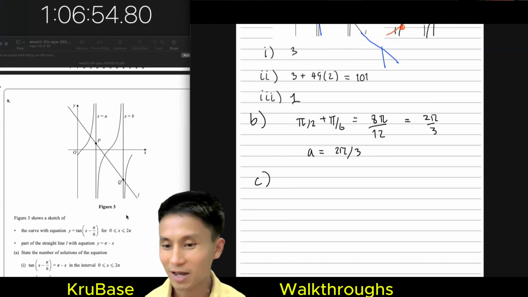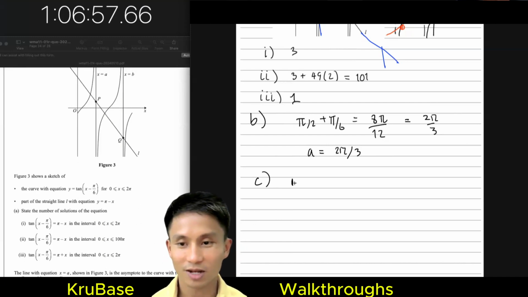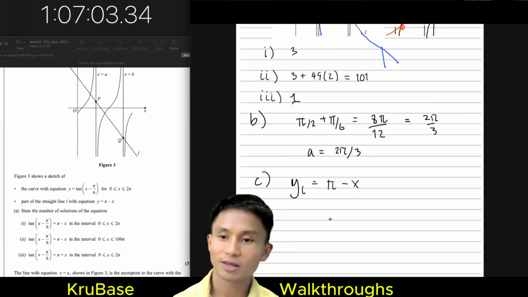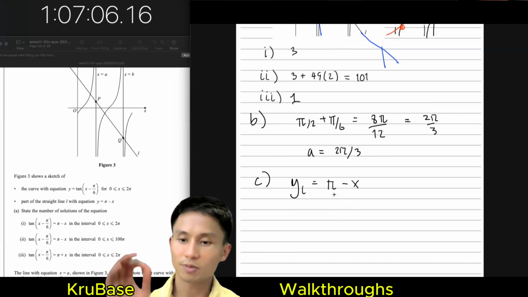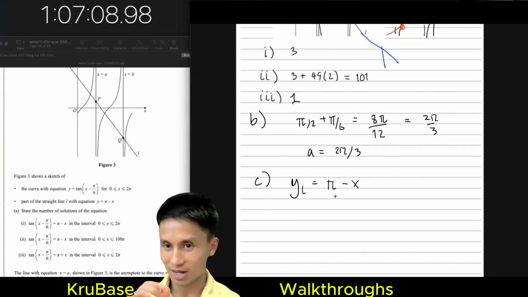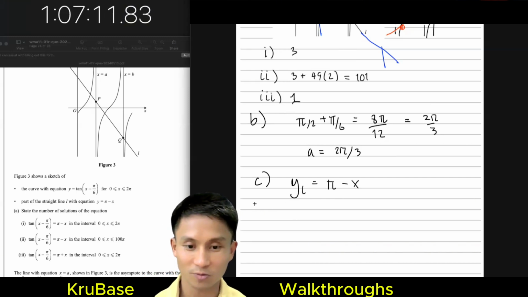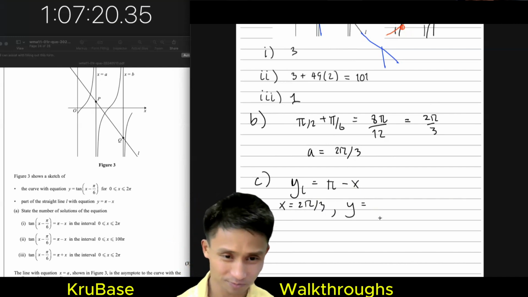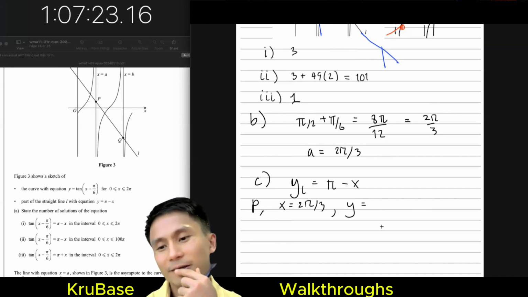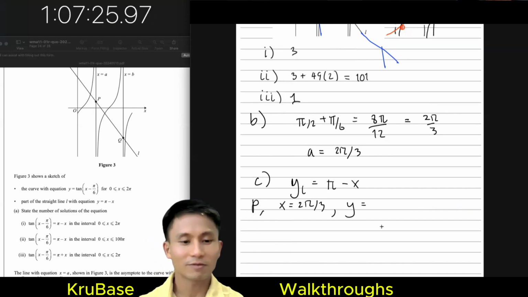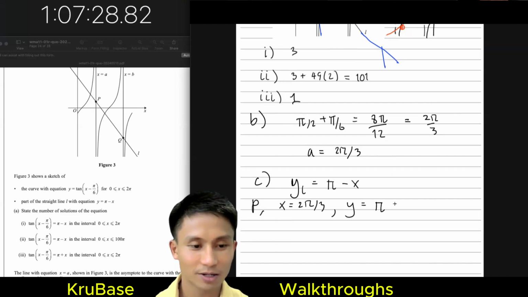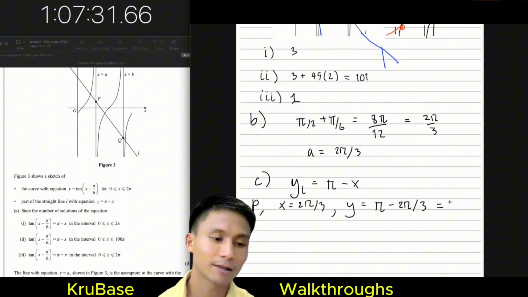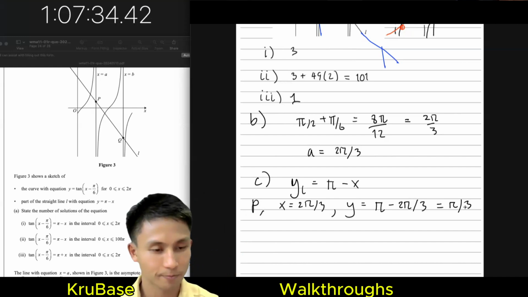Okay, so we have the equation of the line. The line L is y equals pi minus x, right? The points P and Q are where this line meets x equals a and x equals b. So for P, x equals a, which is 2 pi over 3, so y would have to be... wait, hang on. Yeah, we have to find y anyway. So pi minus 2 pi over 3, that is just pi over 3 by my mental math.